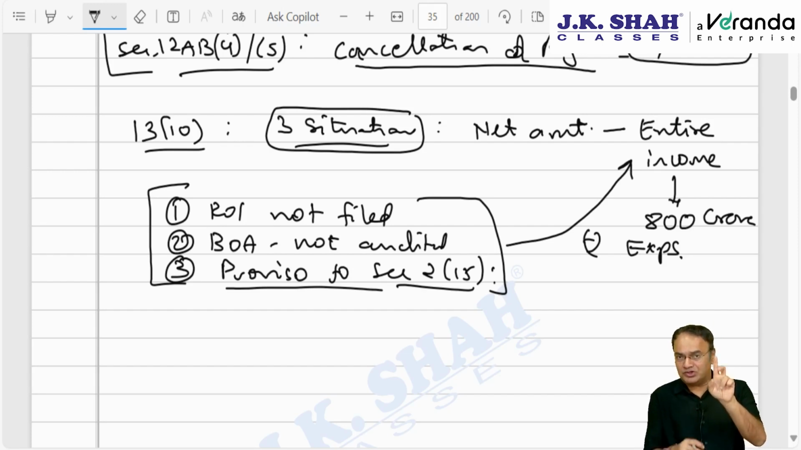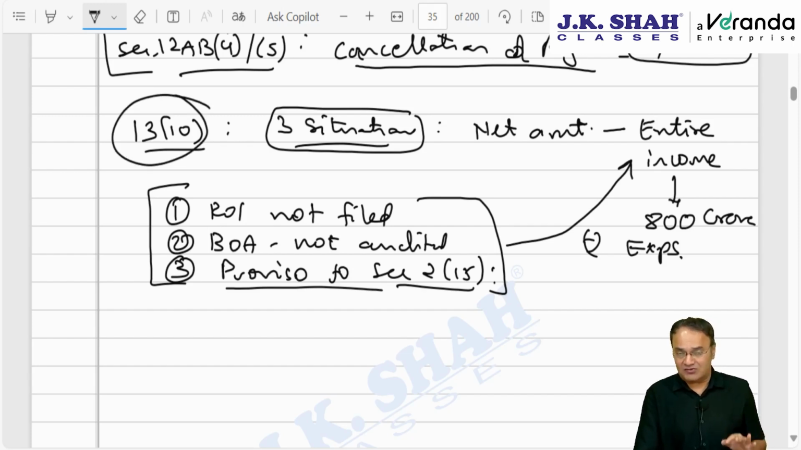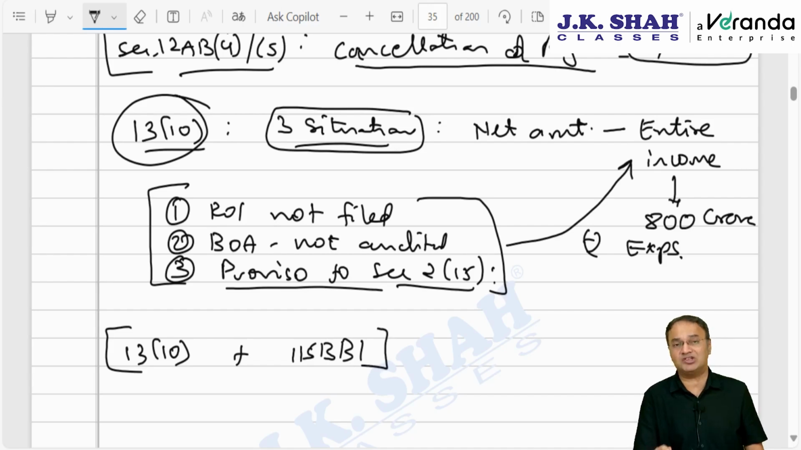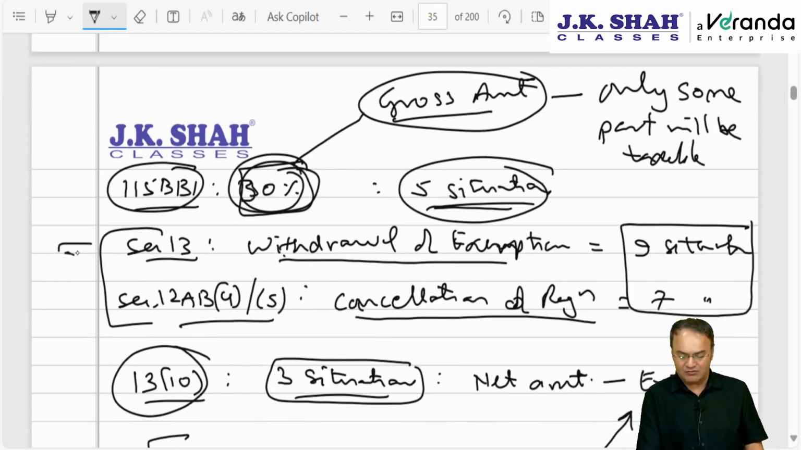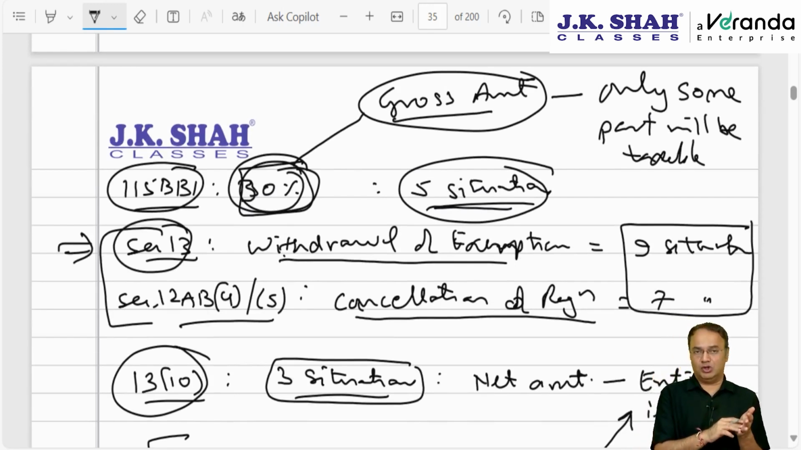It should not be from corpus, it should not be from loan or borrowing, it should not be capital expenditure, it should not be depreciation on an asset which is already claimed as an application of income. Do you remember 13(10)? So I suggest from exam perspective, now for MCQ purpose, 13(10) in 3 situations read with 115 BBI in 5 situations, both are combined together, important from exam point of view. 8 situations. Section 13 withdrawal of exemption, questions have already come multiple times. Section 13 is an old one, nothing new. And cancellation of registration in case there is a specified violation.